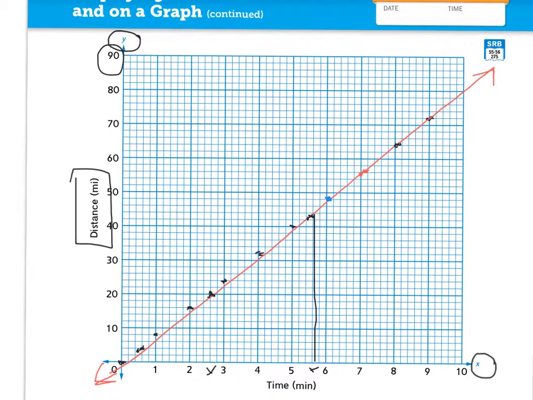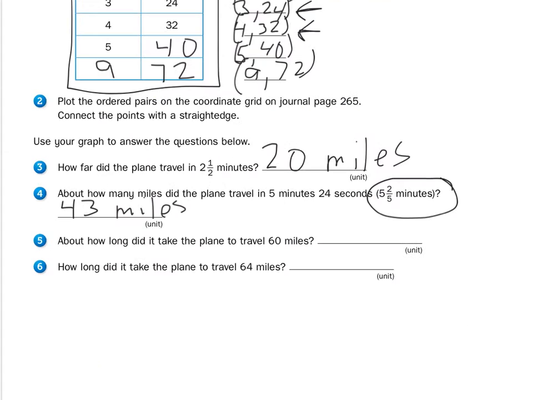So this time, instead of looking at the x-axis and the time, we're going to come up here to the y-axis. We're going to start, because it's asking for 60 miles, so we're going to go to 60, and we're going to run all the way across until it hits that red line. And then we're going to come all the way down, so it's in between the 7 and the 8. Because it's directly in between the two, it's going to be 7.5 minutes to travel 60 miles.